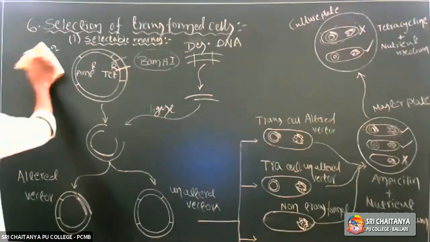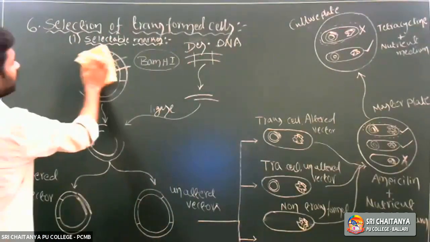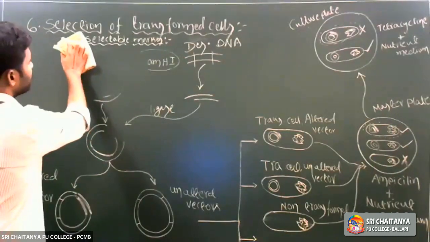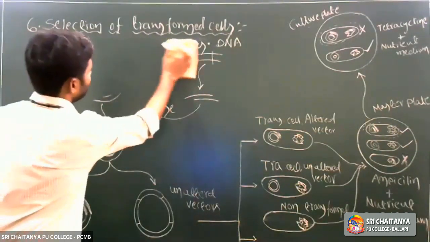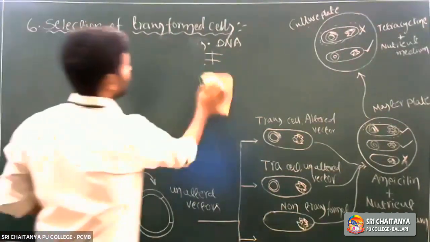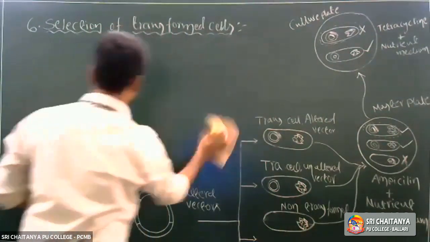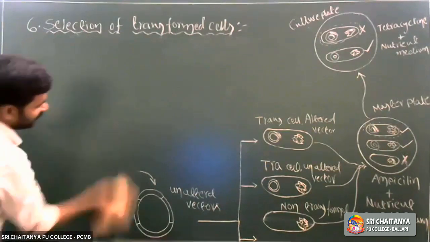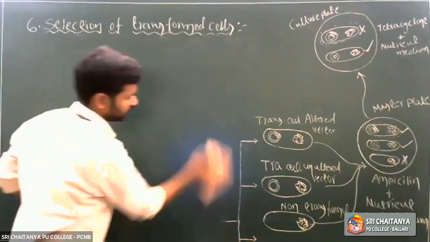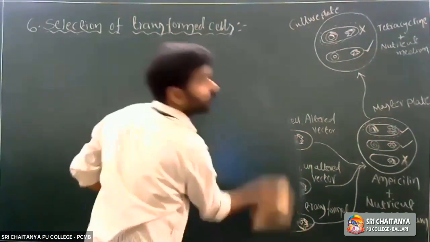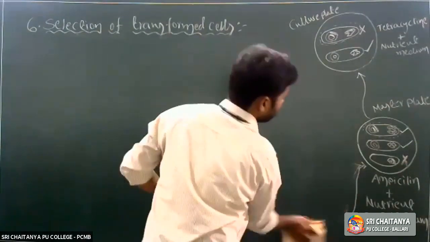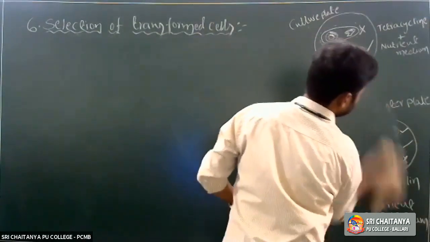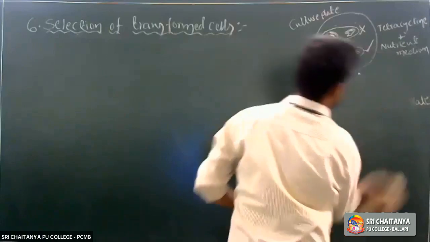That's the reason scientists developed another technique for the selection of recombinant cells from the non-recombinant cells, that is the insertional inactivation method. Second method.